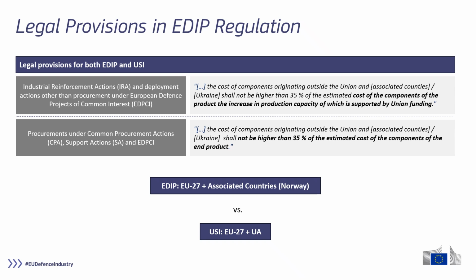In order to strengthen EU defence industrial competitiveness and security of supply, the EDIP regulation defines a maximum level of 35% of component costs that can originate outside the Union and Norway in the context of EDIP, or outside the Union and Ukraine in the context of UC. In the case of industrial reinforcement actions and deployment actions other than procurement under the EDPCI umbrella, this threshold applies to the cost of the components of the product, the increase in production capacity of which is supported by Union funding. For procurements under common procurement actions, supporting actions, and the EDPCI umbrella, the threshold applies to the estimated costs of the components of the end product that is being procured.